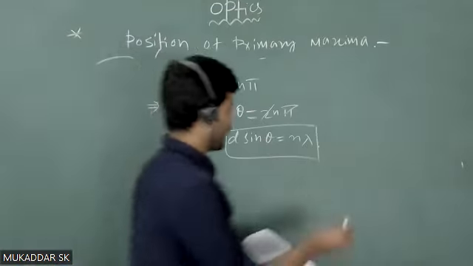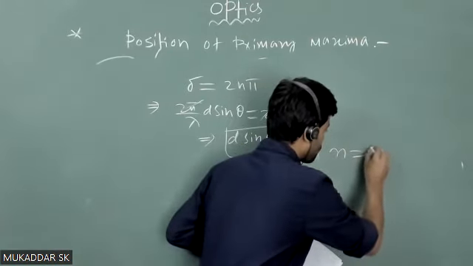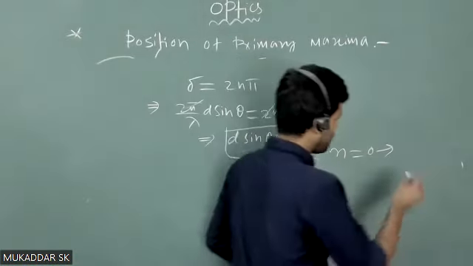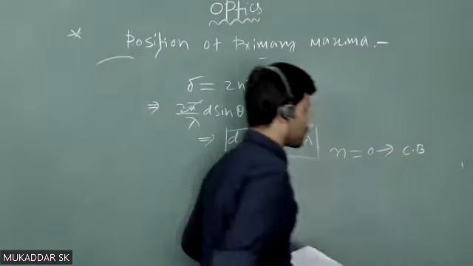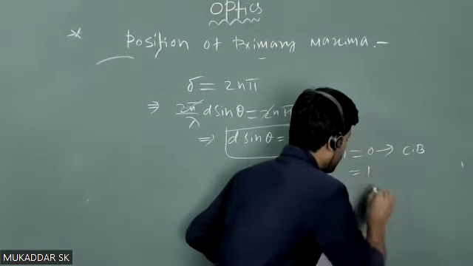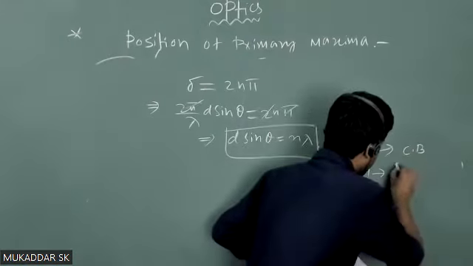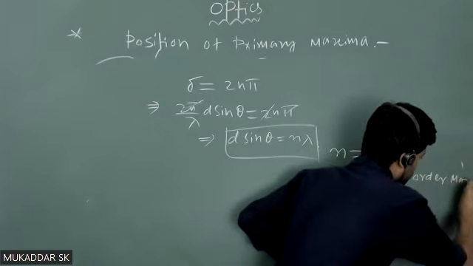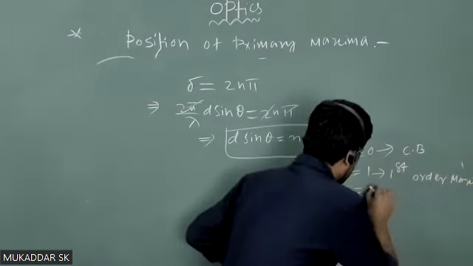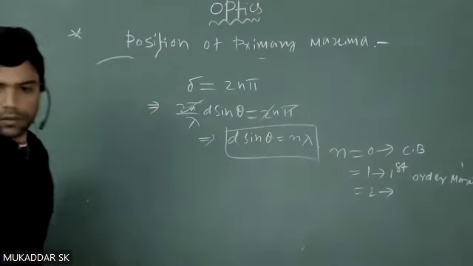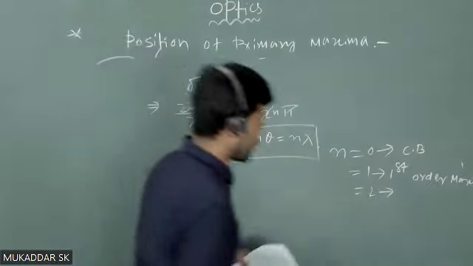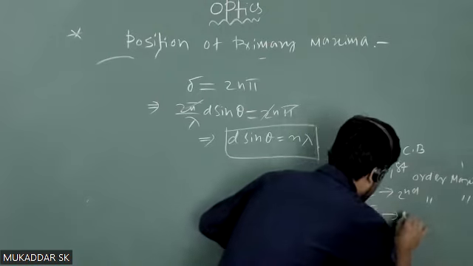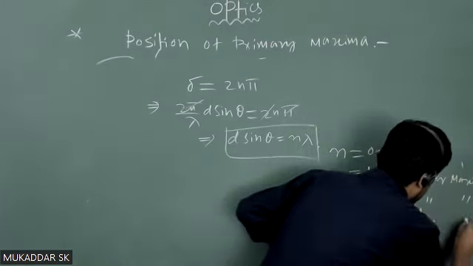Where n can take values, n equals 0. N equals 0 corresponds to what? Ramon, tell me. N equals 0 represents what? Basically the central bright. N equals 1 corresponds to first order maxima. Okay, n equals 2, Karthik, tell me, Shekhar, what will this be? N equals 2, second order maxima. N equals 3, third order maxima.